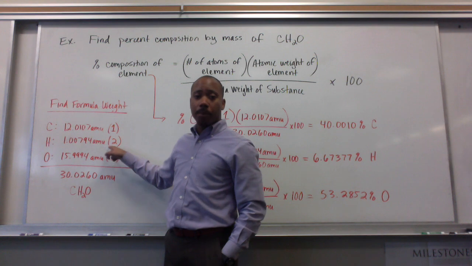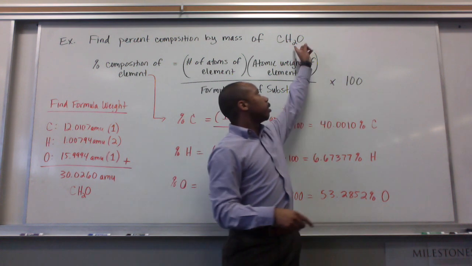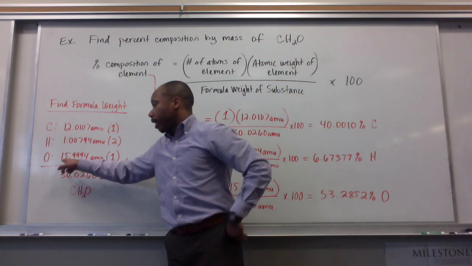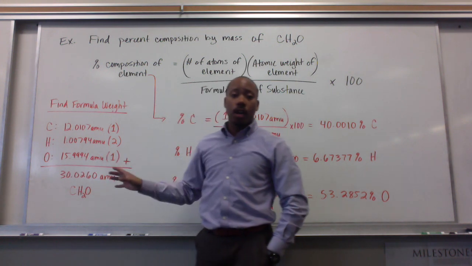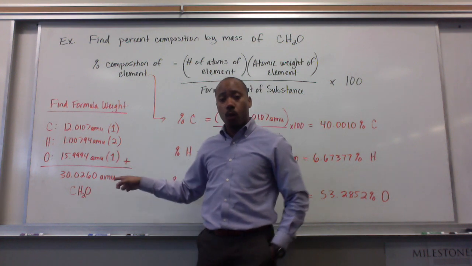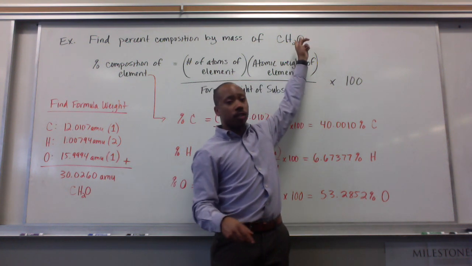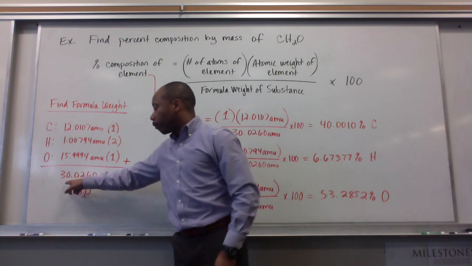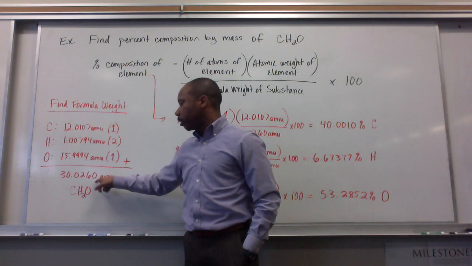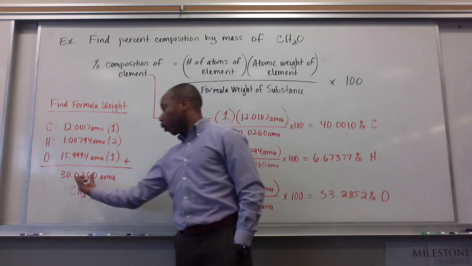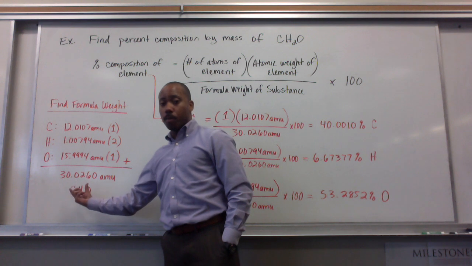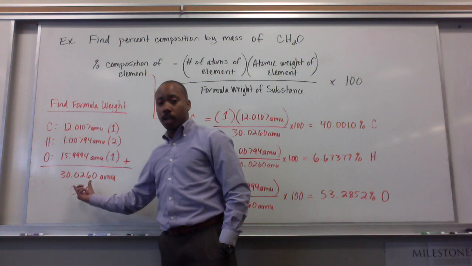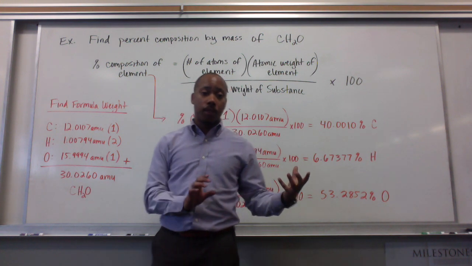So I multiply this number times 2, because of the 2 atoms in my chemical formula. Oxygen has a mass of 15.9994 atomic mass units. I multiply that times 1, which corresponds to the 1 oxygen atom in my chemical formula. I add this up, and I get the sum of 30.0260 atomic mass units, which is the total formula weight or mass of that compound, CH2O. Now I'm going to take this number and use it in my percent composition problem.